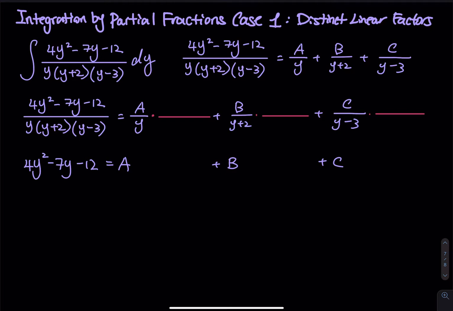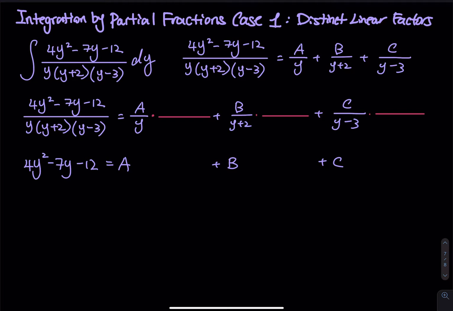So the y goes to A, B over y plus 2, and then C over y minus 3. And if you ask me again, is the order of A, B, C important? The answer is no. You can let y go to B, and y plus 2 go to A, that's completely fine. So the order of A, B, C is not important.